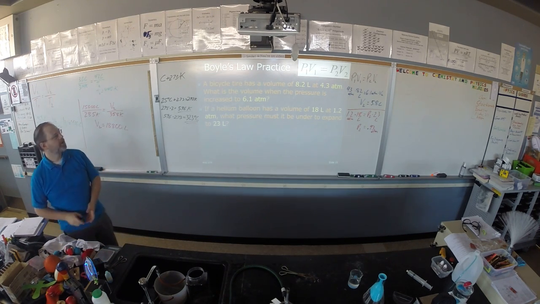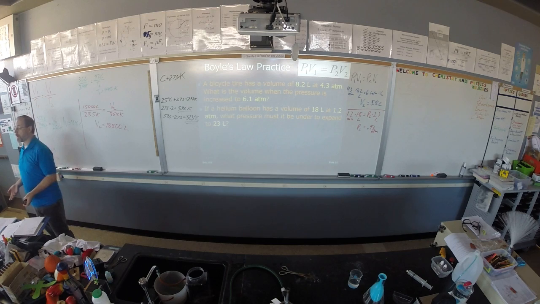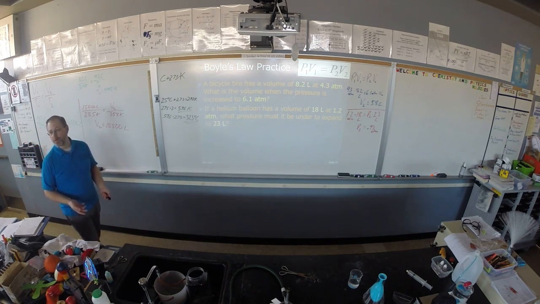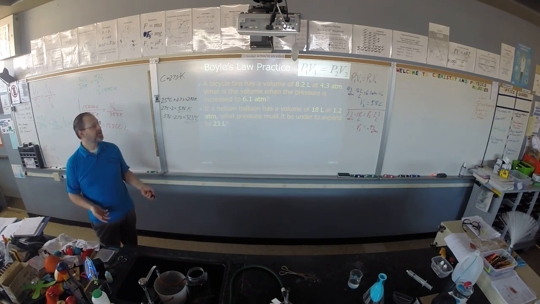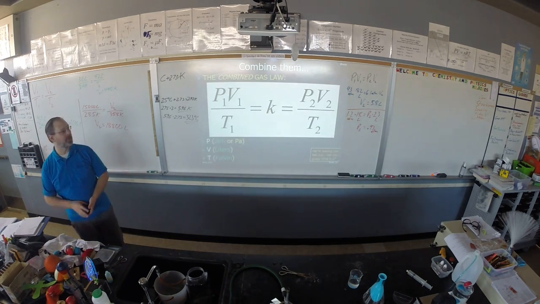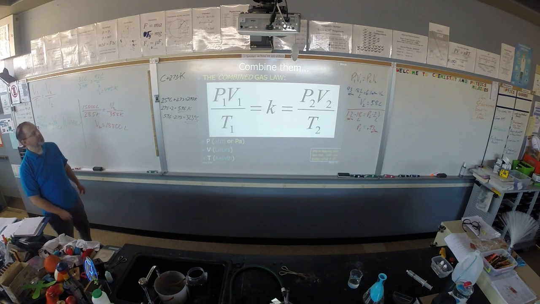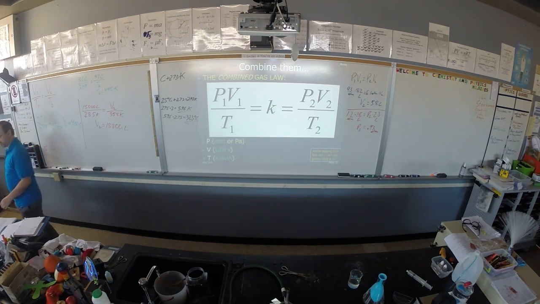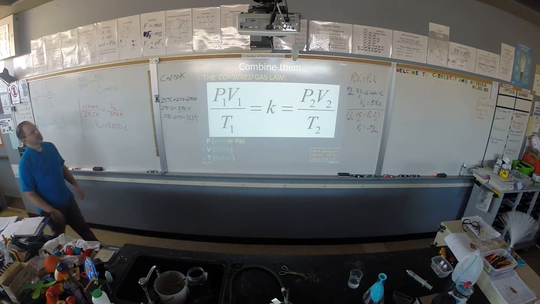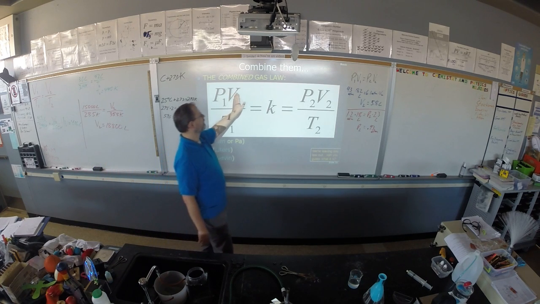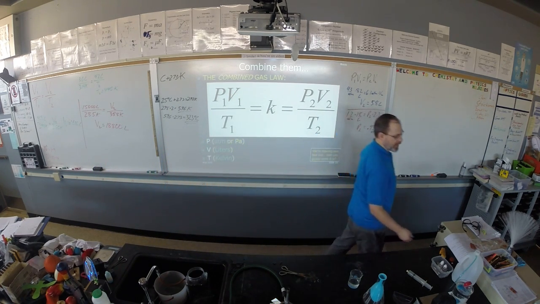Okay. So now if you take Boyle's law, which is pressure and volume, and Charles' law, which is temperature and volume, and you squish them together, what you get is called the combined gas law. And it's P1 V1 over T1 equals a constant equals P2 V2 over T2. And yeah, I did leave one relationship out. It's the pressure-temperature relationship. That's called Gay-Lussac's law.